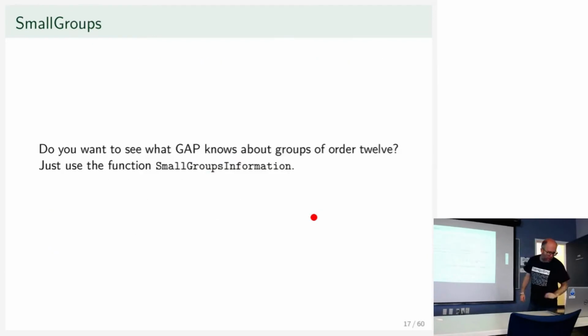Okay, so let's see how it works. Say that you want to know something about groups of a particular order, say order 12. You know that there are 5 of these groups, right? And you can describe these groups using semi-direct products. This is a classical exercise in group theory, but if you want to know what GAP knows about those groups, this is the function you need to use. If you use this function, you will see a list with the information GAP contains about those groups. Okay.